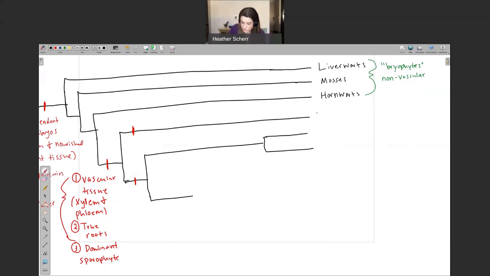Okay, so we have these groups here. We have the lycophytes, for example club moss, not true moss. These do not have true leaves yet, though. We call them microphylls. So now the rest of them have megaphylls.